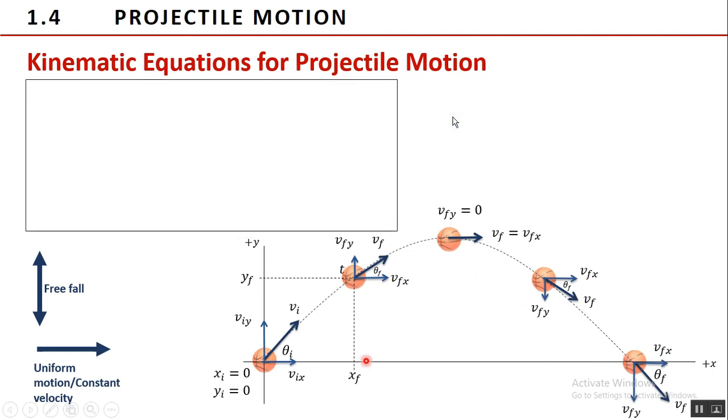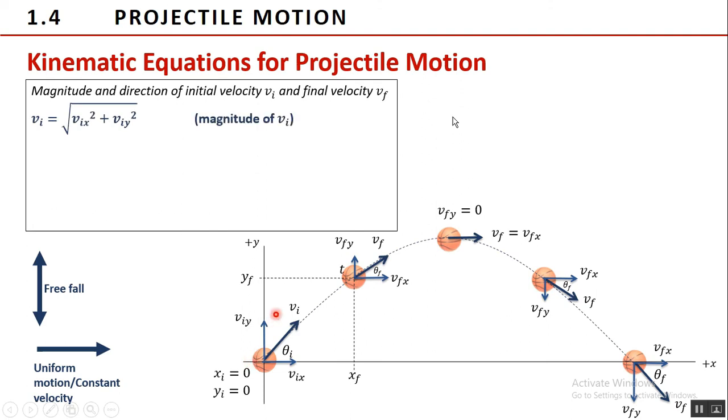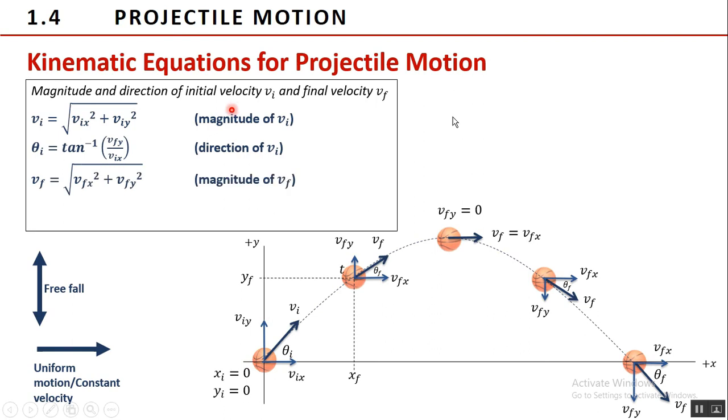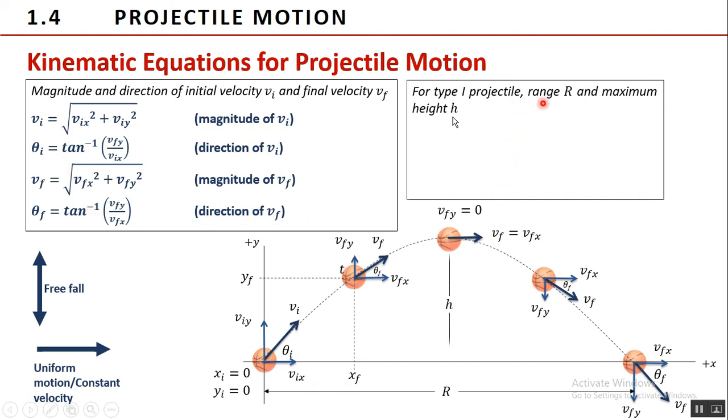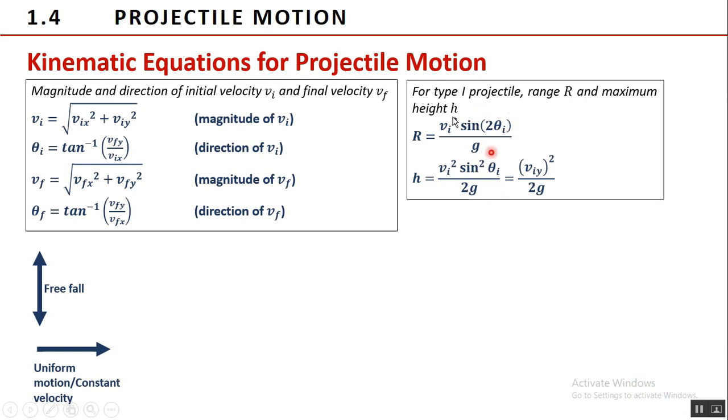Other formulas will be the magnitude and direction of the initial and final velocities. There is no problem here after knowing the x and y components of the velocities. We simply use the Pythagorean theorem for the magnitude and the inverse tangent function of a right triangle. For type 1 projectile, we have derived equations for its horizontal range r and maximum height h. Note these are exclusive for type 1 projectile only. Range r is expressed as the square of the initial velocity multiplied by the sine of twice the initial angle, all over g. While the maximum height h is equal to the square of the y component of the initial velocity over 2g.